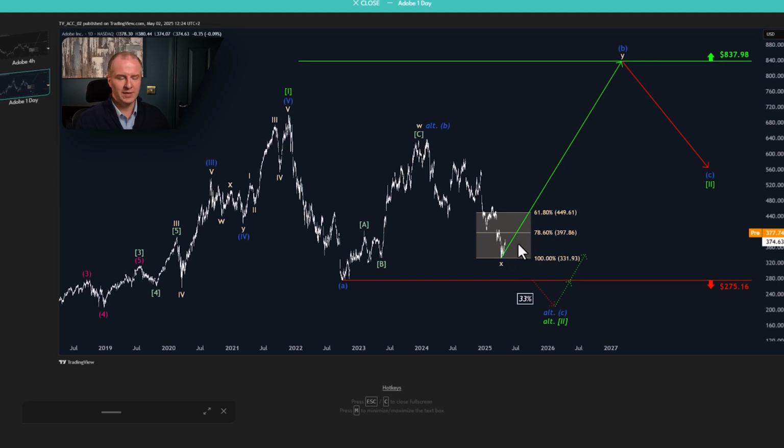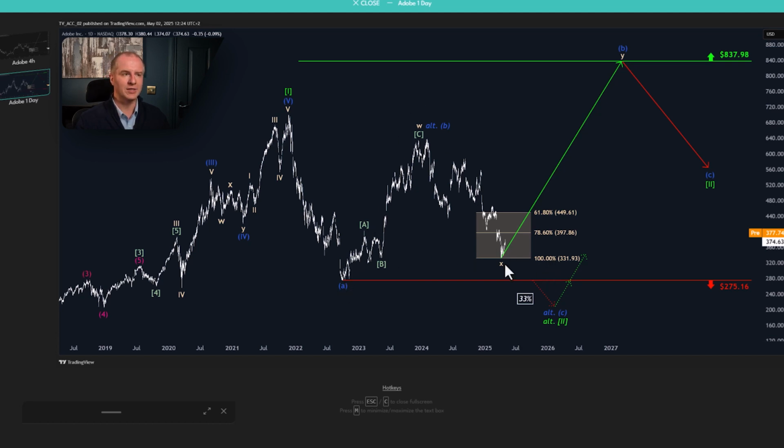But as long as we're holding that, the preferred interpretation is actually that we rally from here. So we'll talk about that in a minute. But first of all, the alternative interpretation for directly lower prices has been assigned a 33% likelihood. A break below $331 would make this more likely, and it would become even more likely with a break below the red line at $275.16.